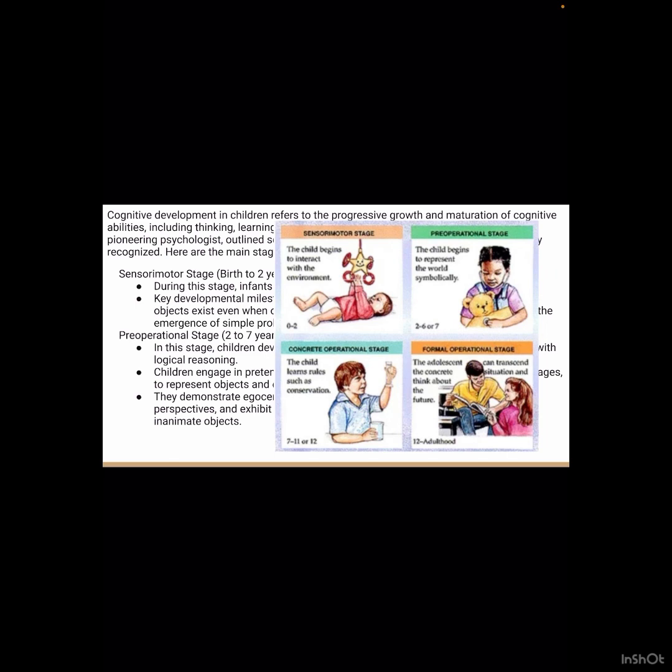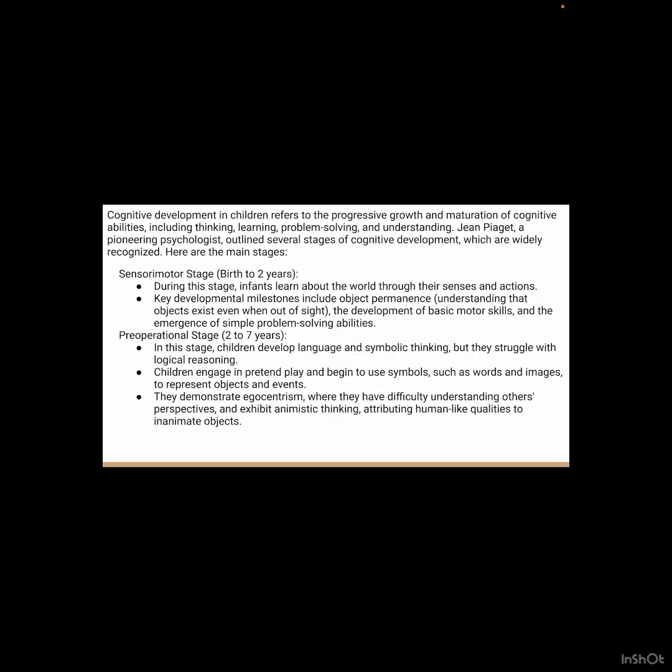So the first stage is the sensory-motor stage, which is from birth to 2 years old, right? At this stage, infants learn about their world through their senses and their actions. The key developmental milestones include object permanence, meaning understanding that the object is still there even when it's not in sight, and the development of basic motor skills and simple problem solving abilities. So from birth to 2 years old, they should be able to develop these skills, right? That's the sensory-motor stage. It has to do a lot with their senses and their actions, right?